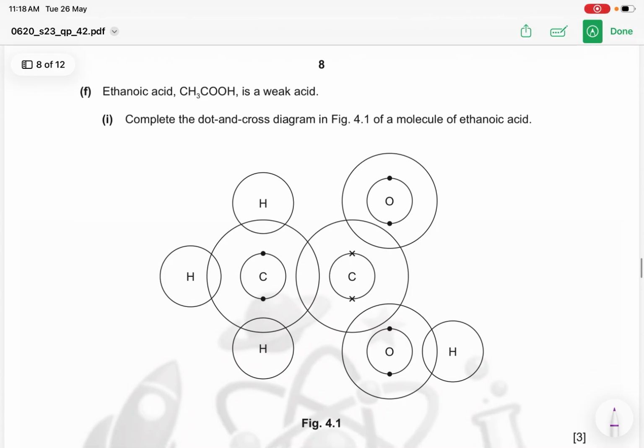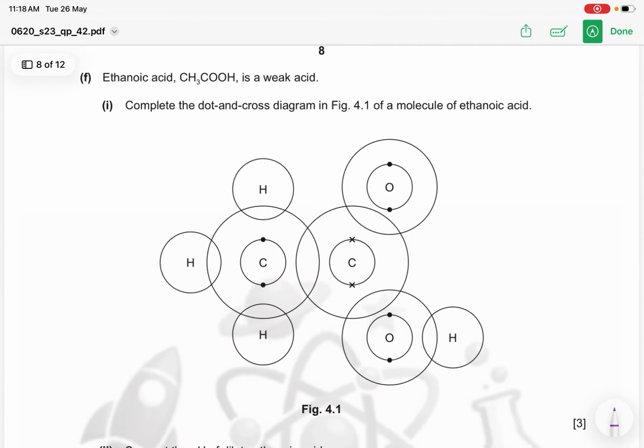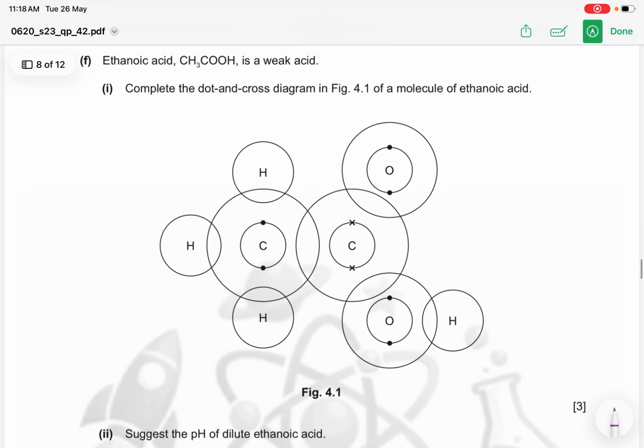F. Ethanoic acid is a weak acid. Complete the dot and cross diagram of a molecule of ethanoic acid. So if you see the diagram, they have already given us the representation for whom we have to use dot and for whom we have to use cross. So here, first of all, we'll complete the dot and cross between carbon and hydrogen.